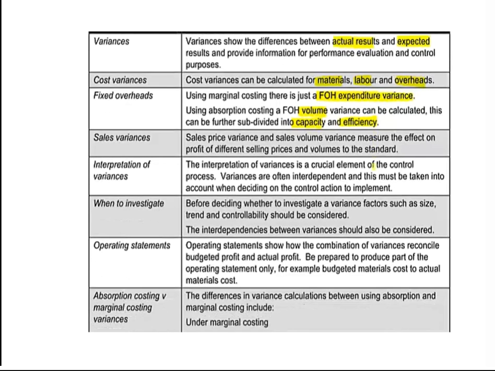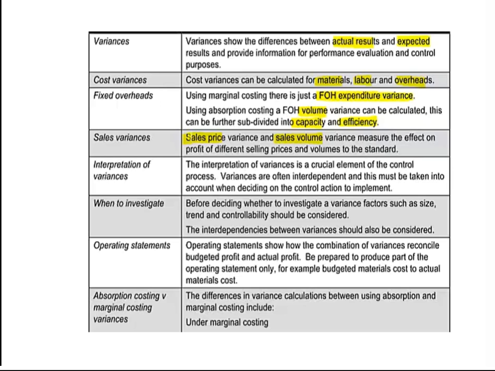As well as cost variances, we can also have sales variances, which arise when we sell a different quantity of units, so sales volume variance, or we sell at a different price to budgeted. And remember, the sales volume variance is different depending on whether you're using absorption costing, in which case you value it at standard profit, or marginal costing, where you value it at standard contribution.